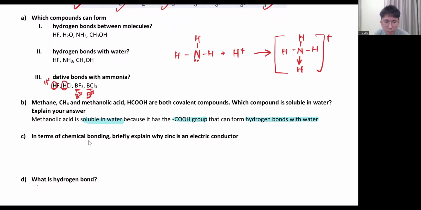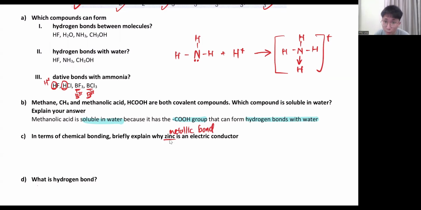And then in terms of chemical bonding, explain why zinc is an electrical conductor. So guys, zinc is just what? Zinc is just a metal, right? So what is the bonding in metal? We have metallic bond. And how does metallic bond conduct electricity?